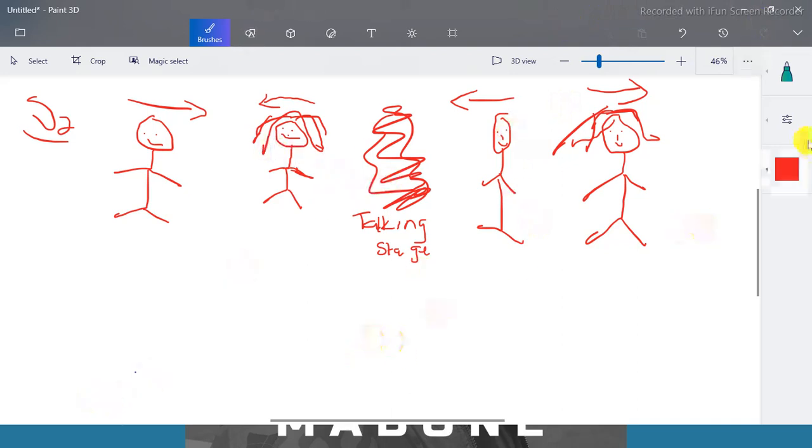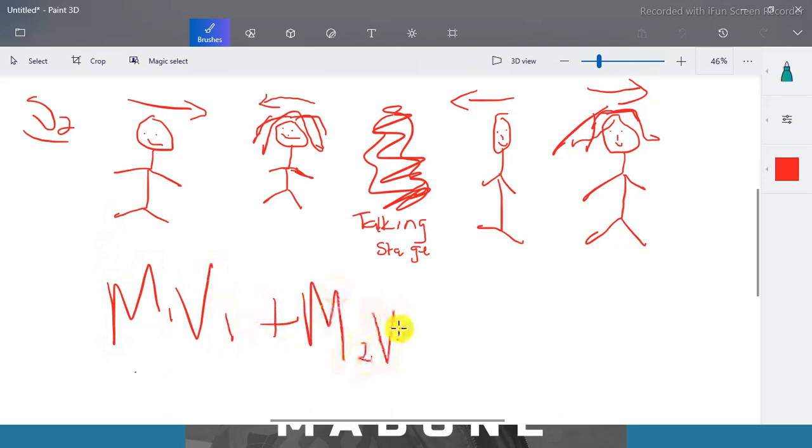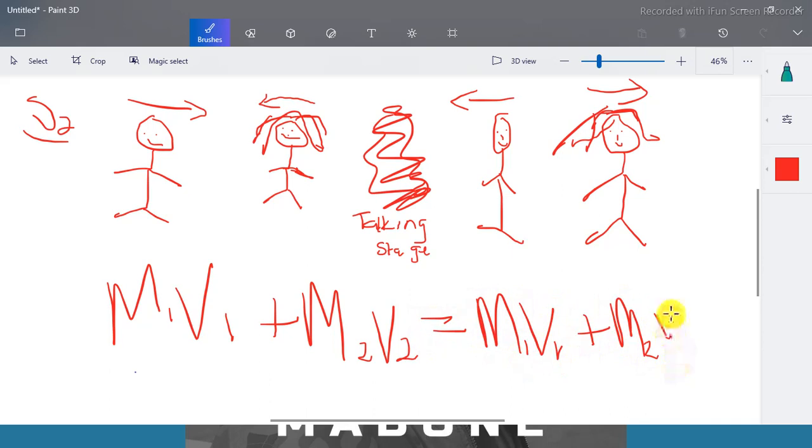Now, guys, I want you to notice something. This is the easiest scenario ever. Actually, all of them are easy because the only difference is that you have to factorize in some of the scenarios. Here you're just going to simply say M1 V1 plus M2 V2 equals M1 V1 plus M2 V2, right?